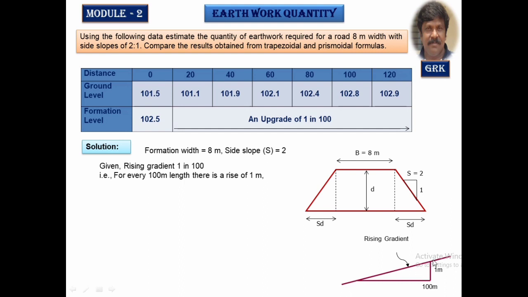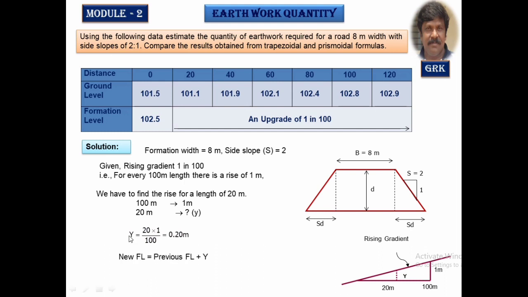The road is sloping longitudinally in a gradient of 1 in 100 meters, but we have got the sections at every 20 meters. Therefore, calculate what should be the height to be added for the rise in the ground level or formation level with respect to the previous section. So this is a rising gradient. For every 100 meters we have got a 1 meter rise. For every 20 meters, what is the rise? So this will be calculated and used in calculating the new formation level. So y to be added at every section is 0.2 meter with respect to the previous formation level to get the next new formation level.